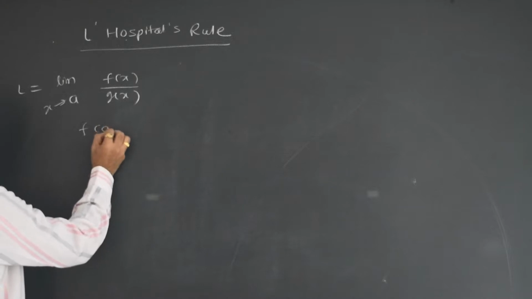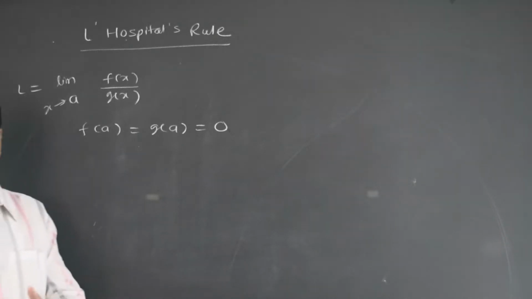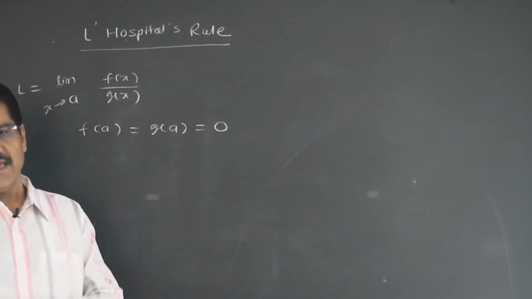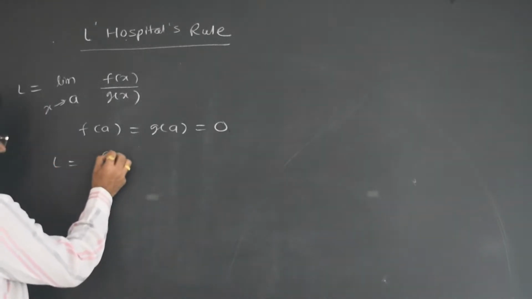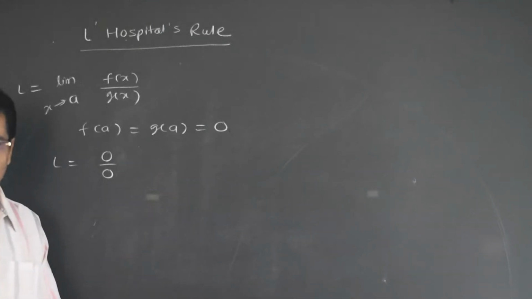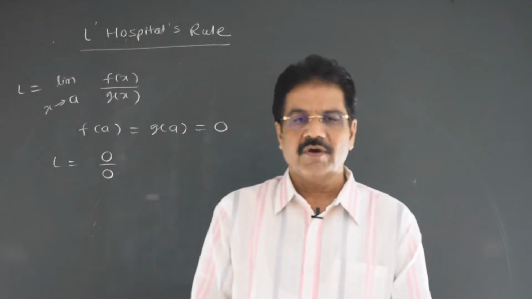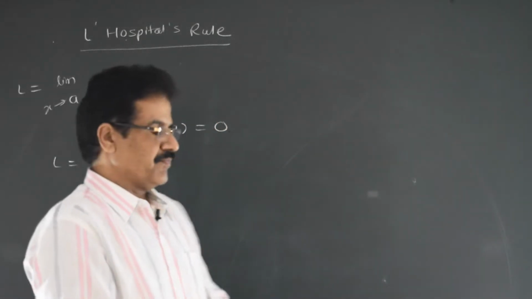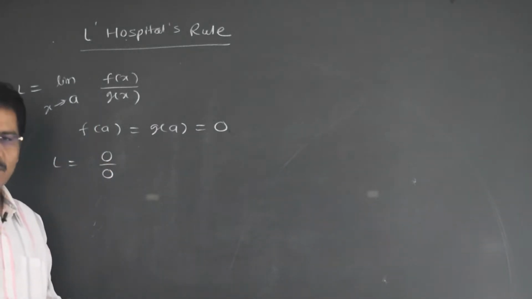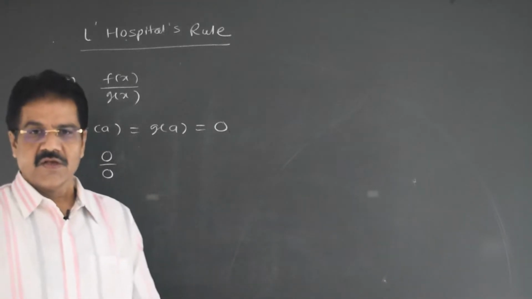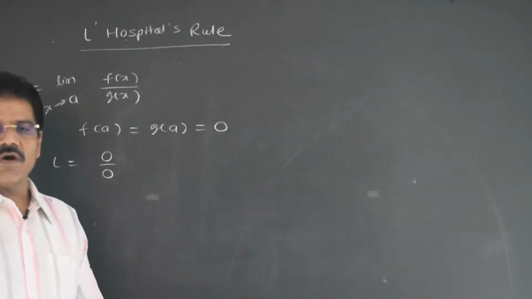Now if f of a is equal to g of a is equal to 0. In short, when you take the limits, if the value of the numerator and the value of the denominator both are equal to 0, then this L is in the form of 0 upon 0. And in our earlier video, I already explained the concept that 0 upon 0 is called an indeterminate form. And if it is in this 0 upon 0 form, then only we are going to apply L'Hospital's rule. So L'Hospital's rule can be applied only and only when L is equal to 0 upon 0.